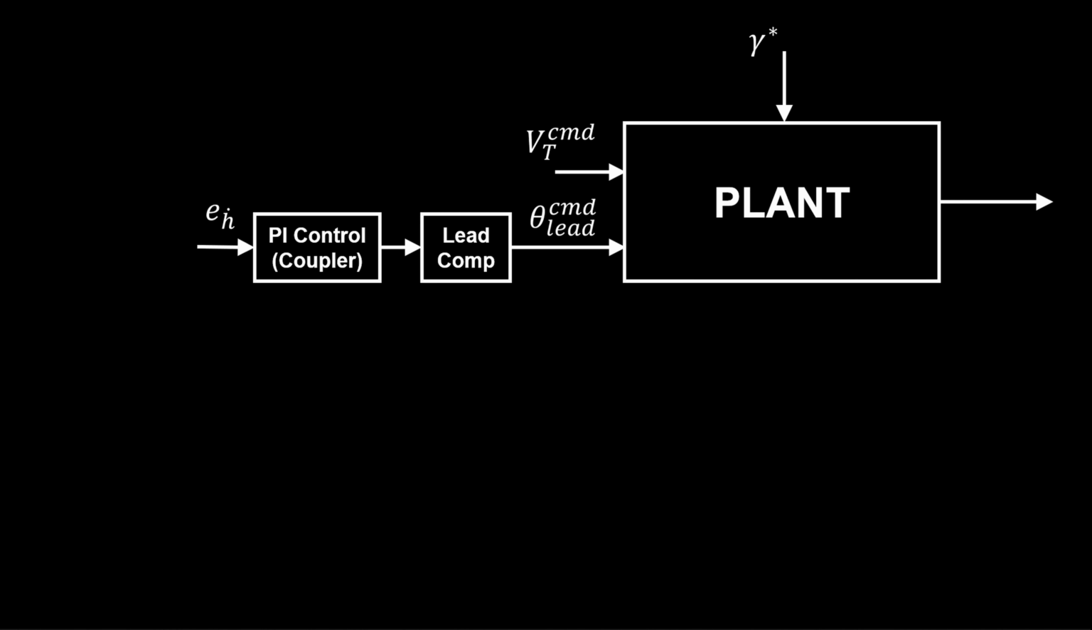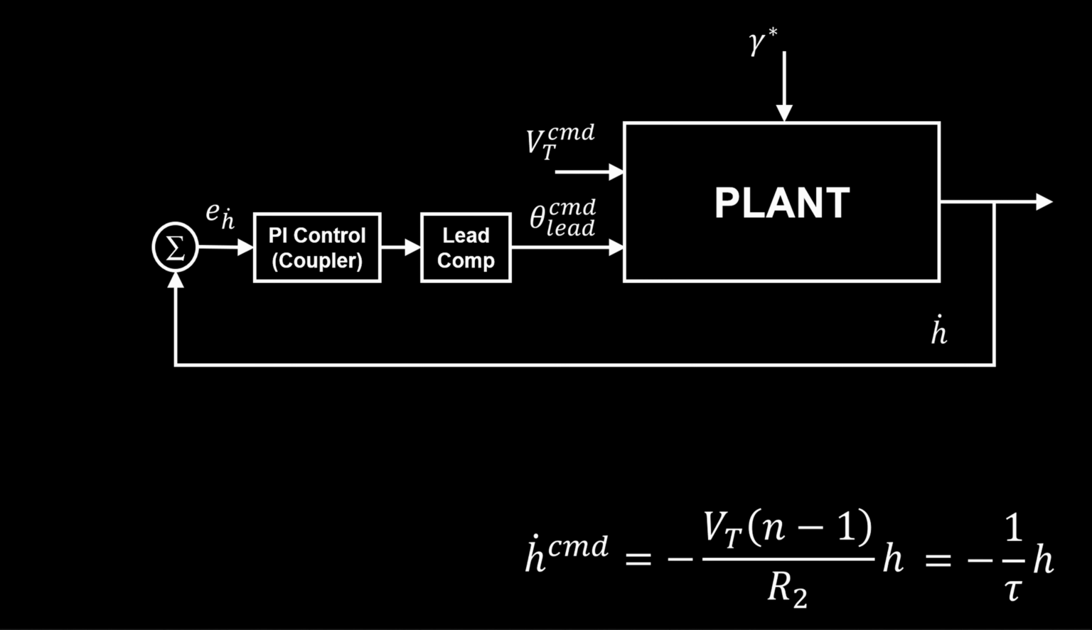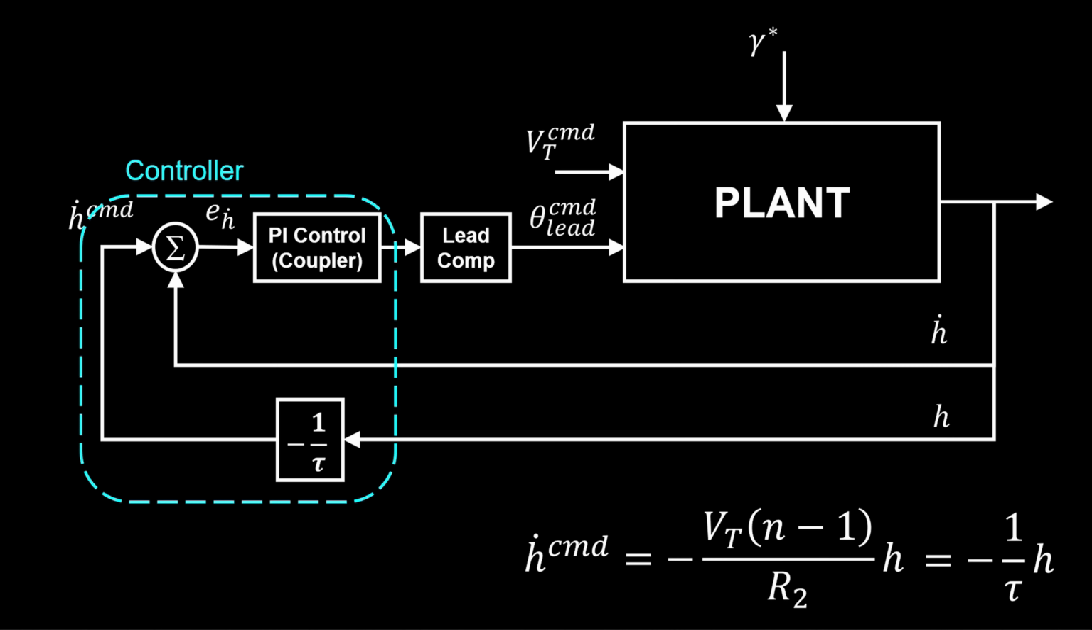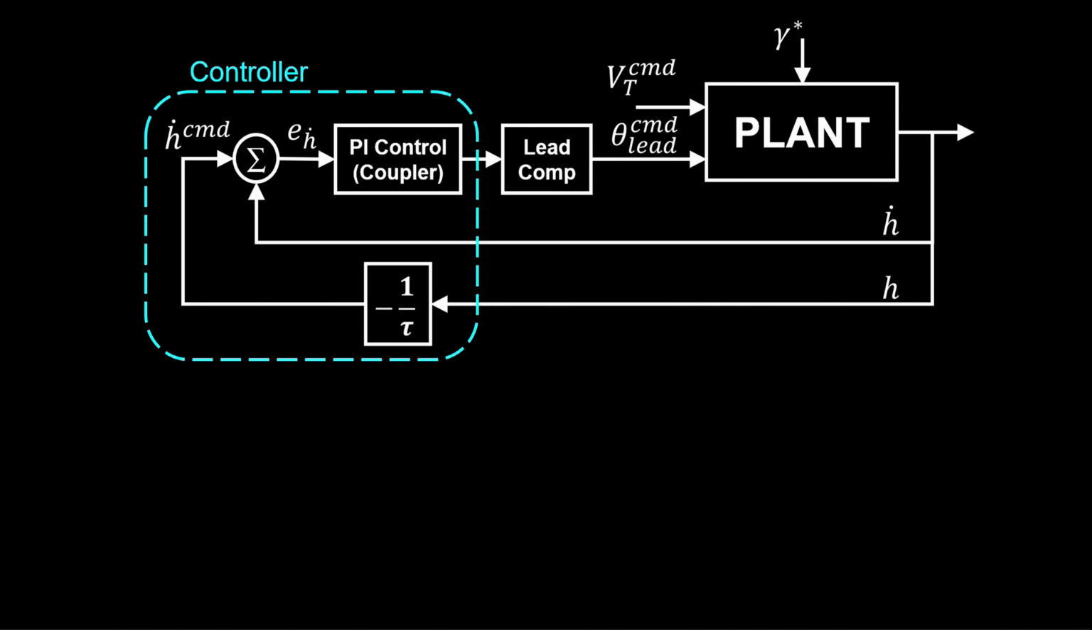The plant model provides achieved rate of descent. It's fed back to a junction. We need h-dot command also at that junction. Recall the altitude rate equation. We multiply the fed back altitude by 1 over tau. This produces h-dot command, which we feed back in for our controller. This is the flare path controller without the lead compensator.